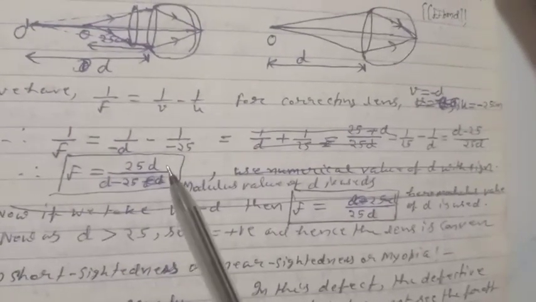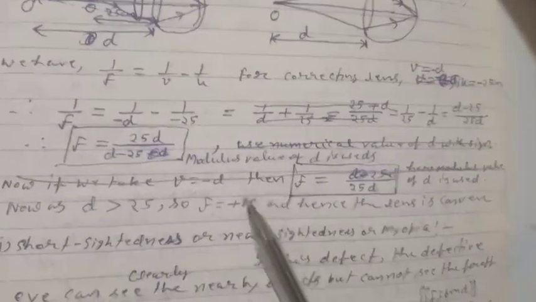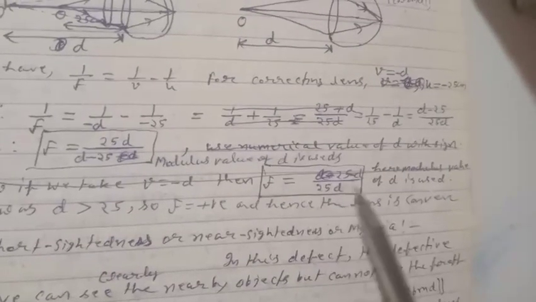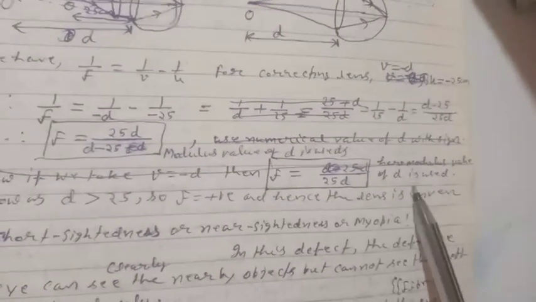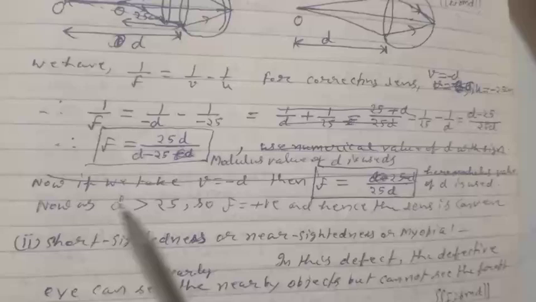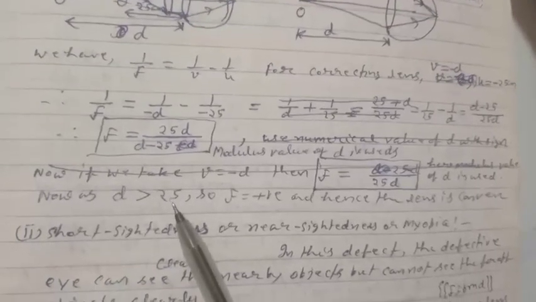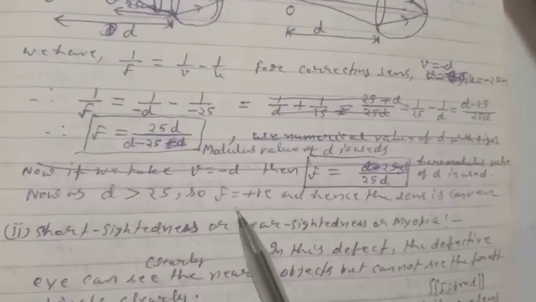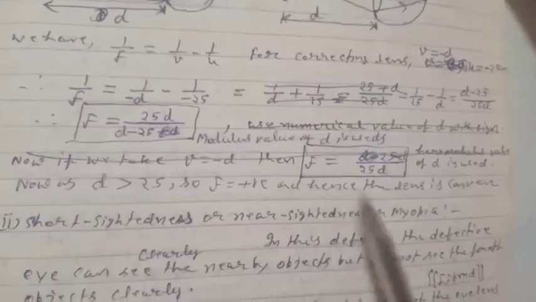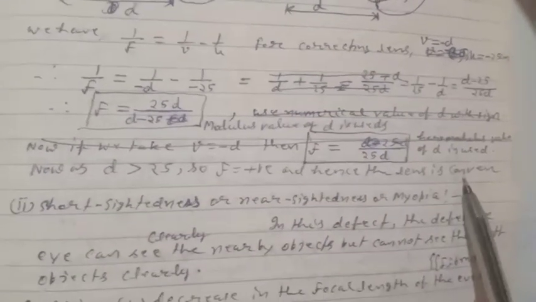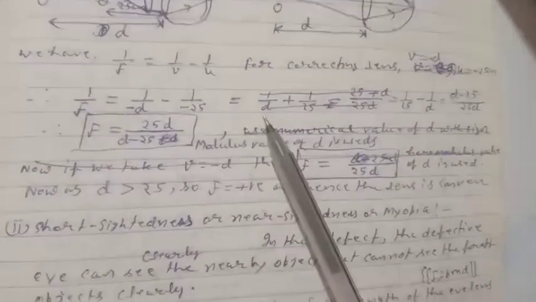We have to take d as a modulus value, and as d is always greater than 25, f is positive and hence the lens is convex. So this defect can be corrected by the use of a convex lens.